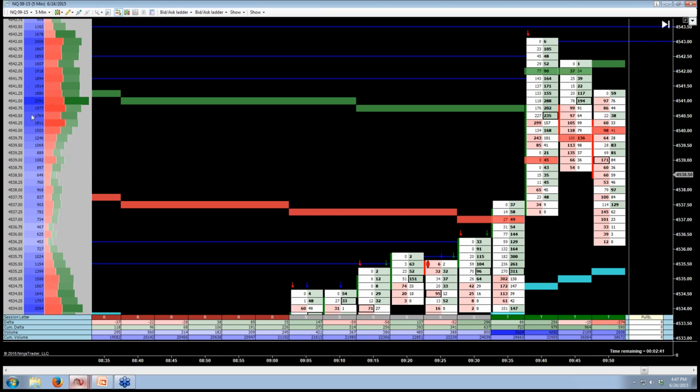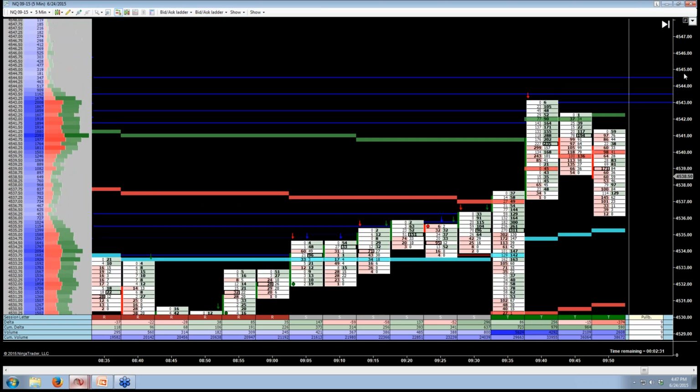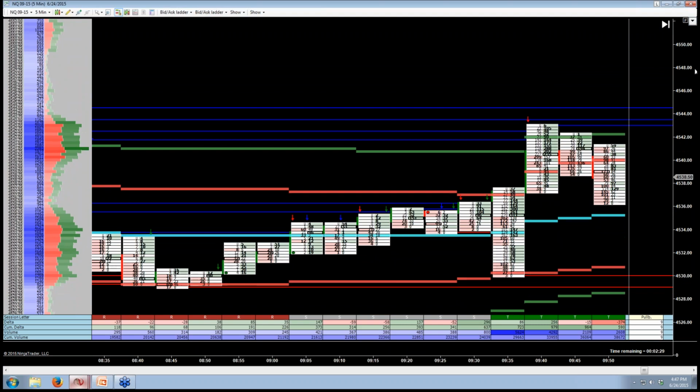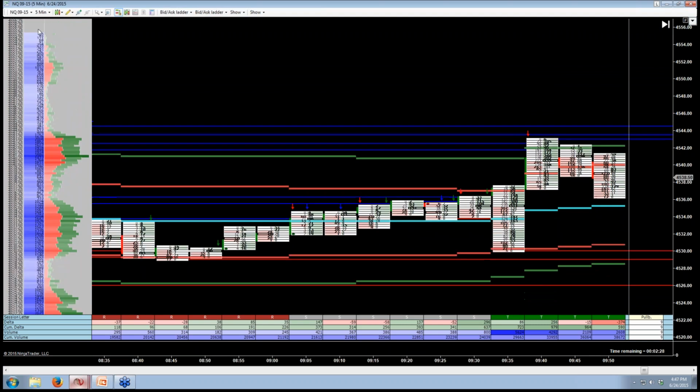But over here, we've got the volume at each price level. And you'll notice here, if I scrunch this up just so you can see, it's going to keep track of all the volume there. So the darker the blue, the more volume. The lighter the blue, the less volume.